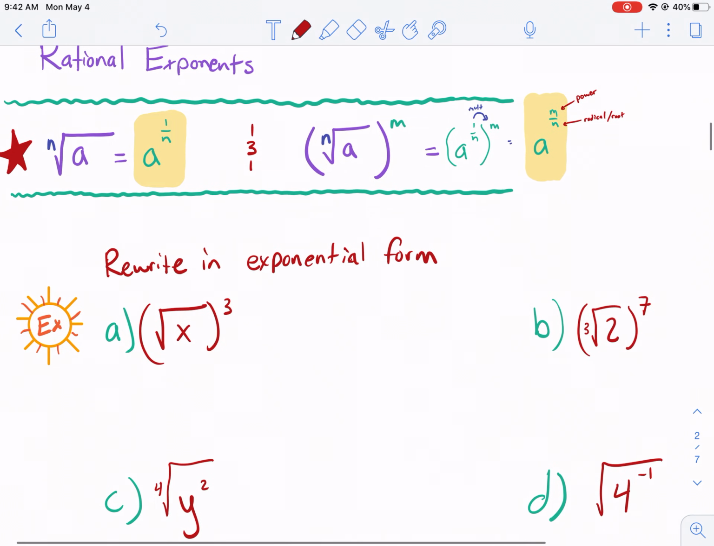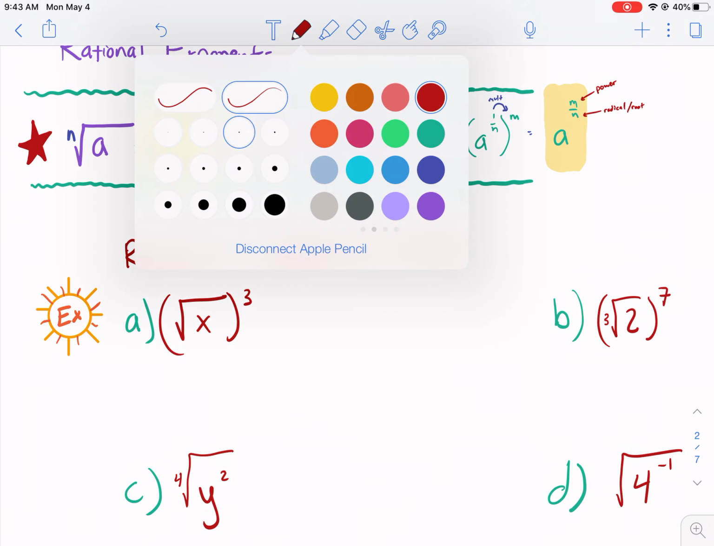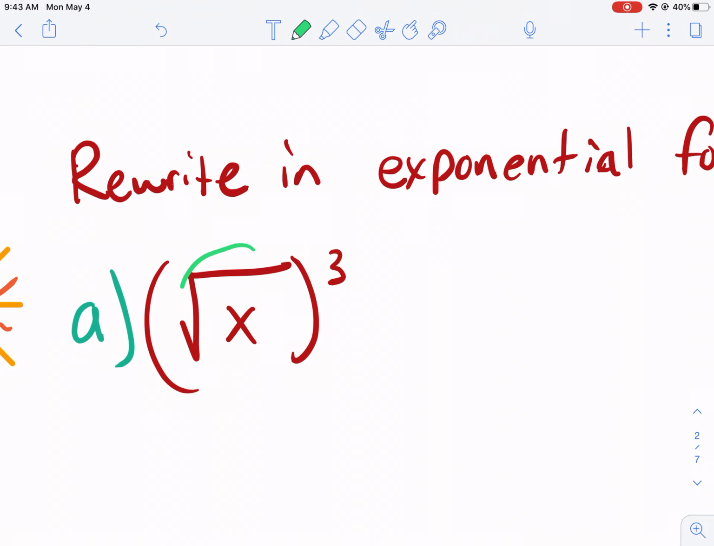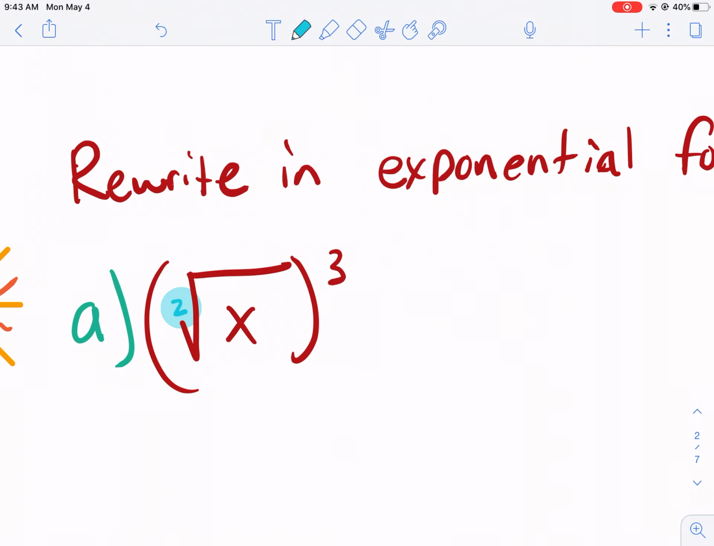The easiest thing to do is kind of practice this, so we're going to go ahead and get started with that. So we're going to rewrite in exponential form. So what do we got going on here? Well, we have a radical inside the parentheses, and then we're raising to a power. So the first thing we should identify is, what is our index of this radical? It doesn't look like there is anything, but there is. Remember, there's always an implied 2 there for a square root. So we know we can rewrite the parentheses here as x to the 1 over 2. That's the same thing as a square root.